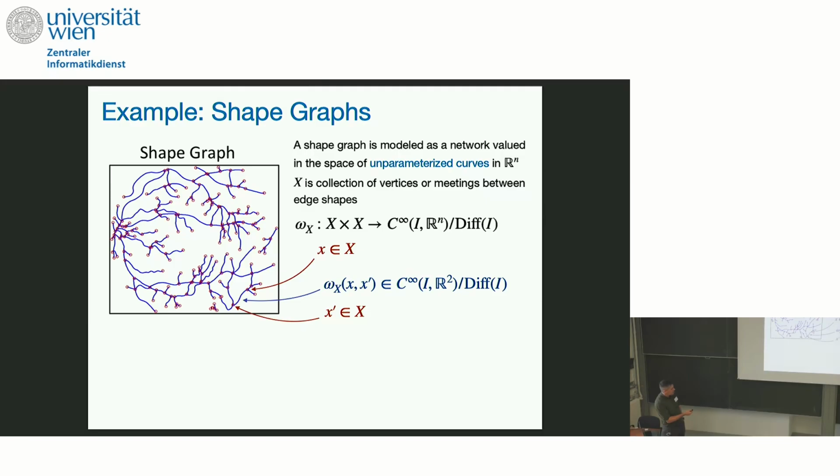I'm giving you some specific one here. There are other choices you might make. But I want to think of the underlying set X in this network as the intersection points of the curves, so these are the vertices of the graph. Now, given two vertices, I assign an element of, say, smooth maps into R^n mod diffeomorphisms, or maybe this should be immersions, or however you want to formulate this will work.